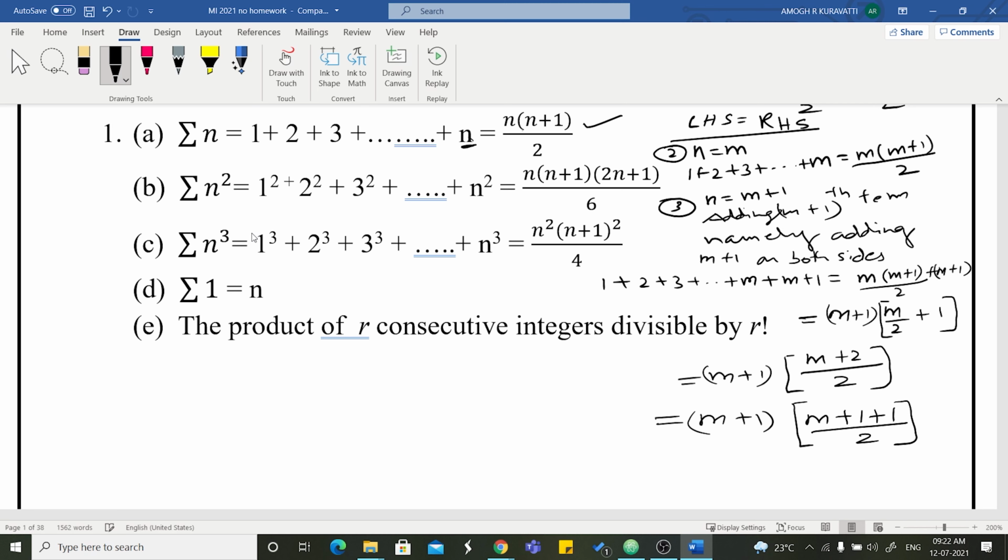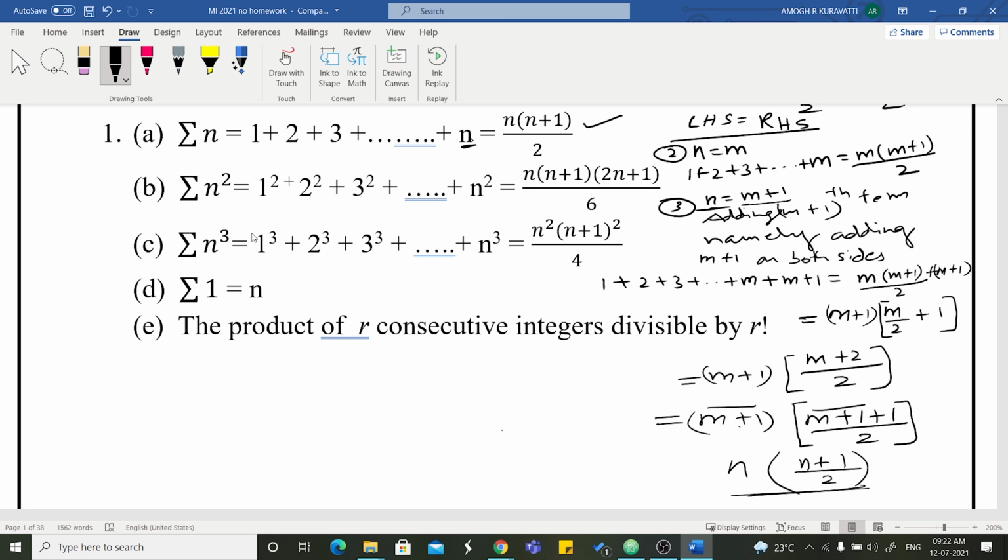Check it. The value of m plus 1 is what we took as n. So this is n. Again m plus 1 value is n, so n plus 1 by 2. Do we get that answer? Yes, n into n plus 1 by 2. Hence, the result is true for n is equal to m plus 1. Hence, by mathematical induction, the result is true for all values of n.